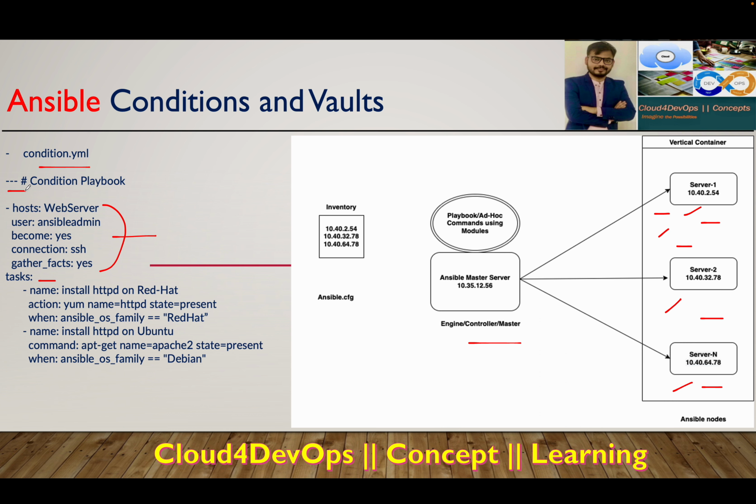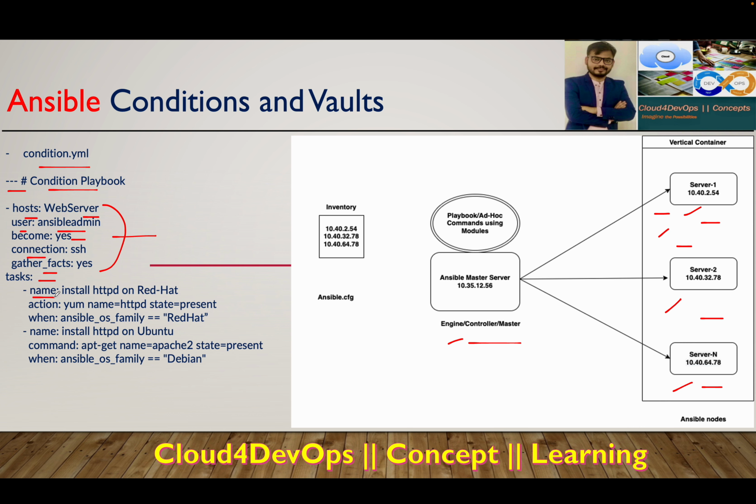Again, starting with three dashes, commenting, that's my condition playbook. Then on which host, coming from the inventory, web server is my group defined within the inventory. User is Ansible admin, the user which we have created on the managed node and all the controller nodes as well. Then we have connection, become is for sudo privilege, then gather facts, where I'm getting the IP address.